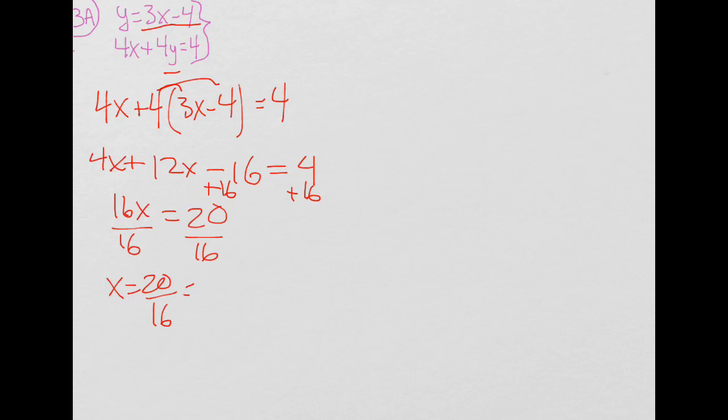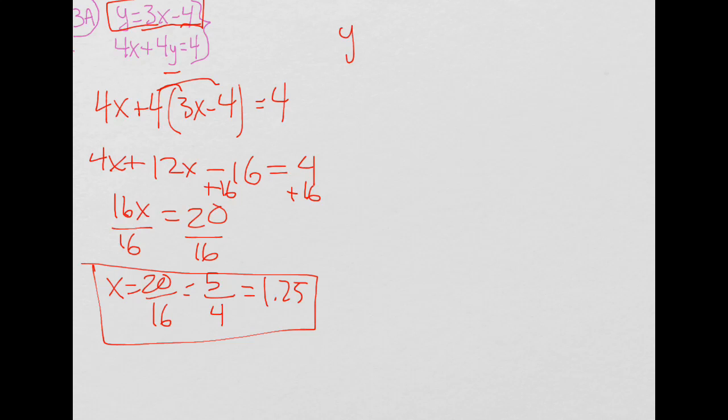20 divided by 4 is 5, and 16 divided by 4 is 4. So this is the fraction 5/4, which is the decimal 1.25 if you prefer decimals, but like we saw before, I think it might be nice if we leave it as a fraction, because now that we have our x value, we need to substitute into one of our equations to find the y value. I'll substitute back into this first equation since it's already solved for y.